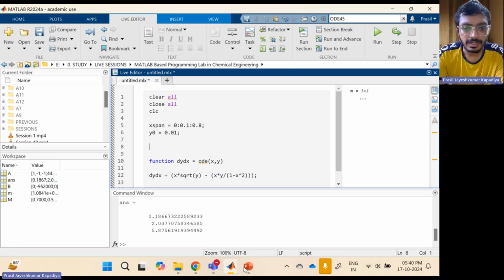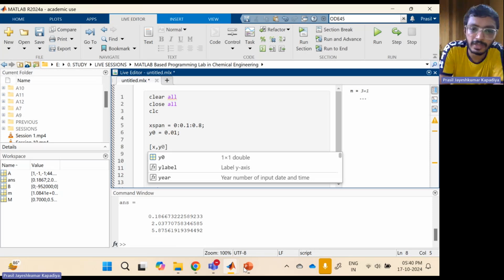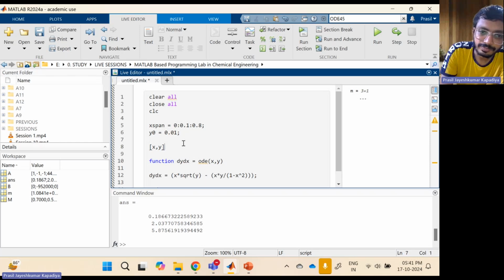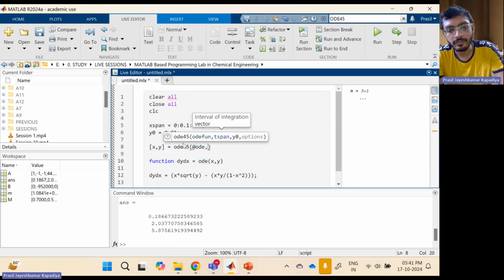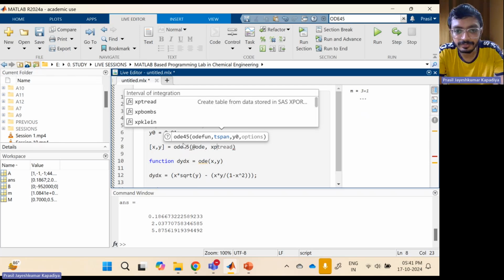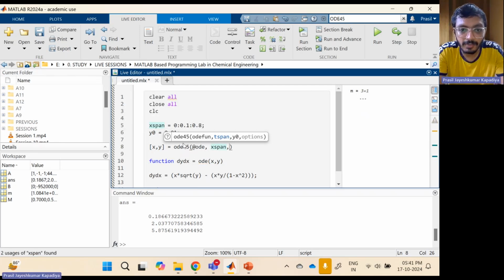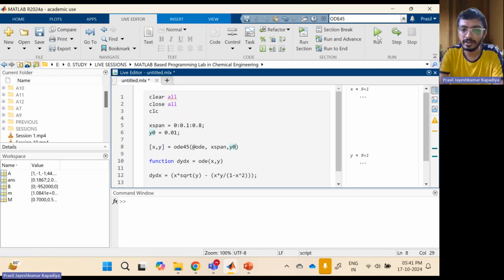So my answer is x comma y. If it were dy by dt, I should have written t comma y, but as it is dy by dx, I have written x comma y is equal to ODE45. Now, what do I need to write first? I need to write the function, so that is at the rate, I'm calling the function that is ODE. Then my xspan and my y0. So this will give me the solution if I run it.